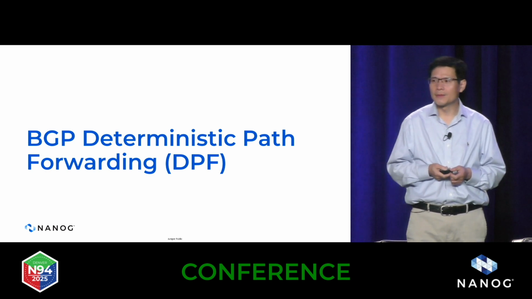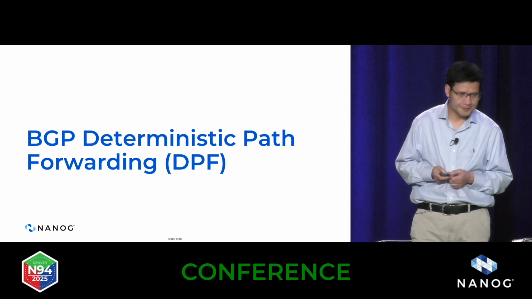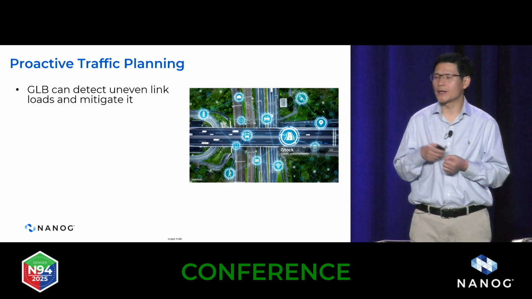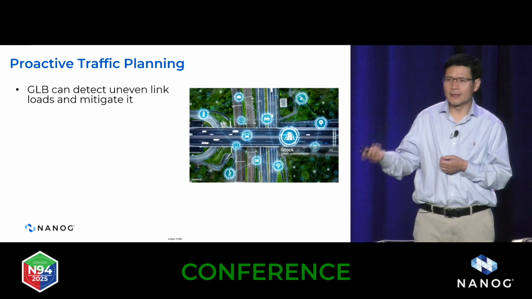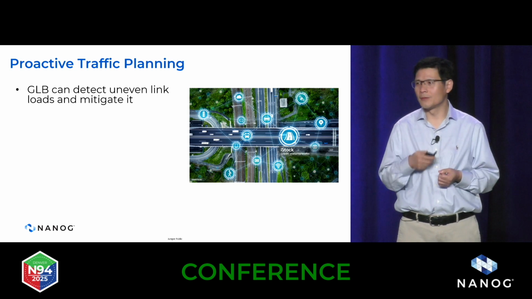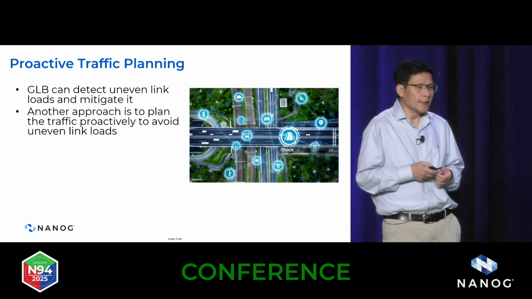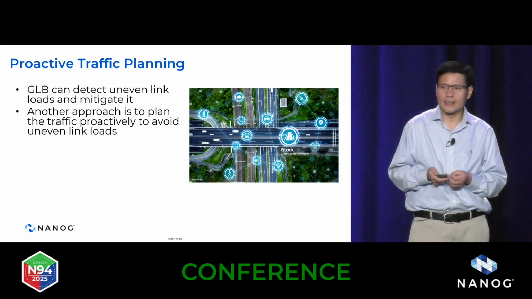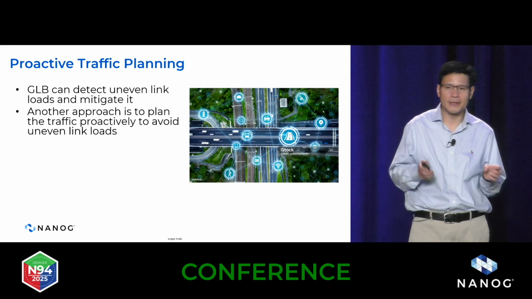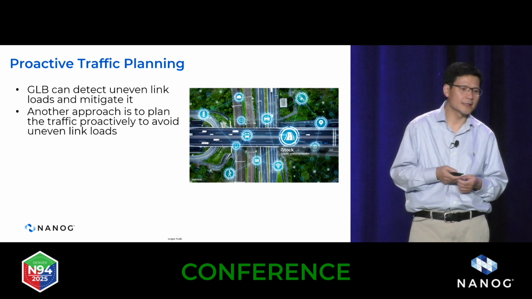The next solution I'm going to present is called BGP Deterministic Path Forwarding, or DPF. As I just explained, GLB is an approach which is trying to reactively take the link load and use it to adjust the hashing such that you would have a globally optimized link load to avoid congestion. Another approach to avoid congestion is: how about if I calculate those flows and carefully plan that traffic so that the congestion can be avoided in the first place? This is a proactive approach.